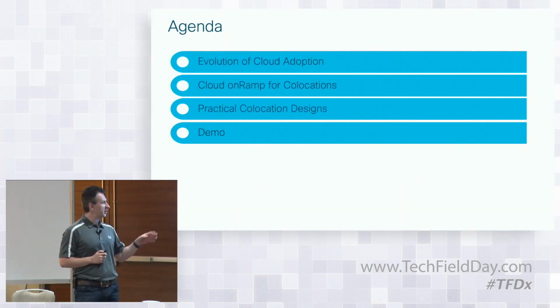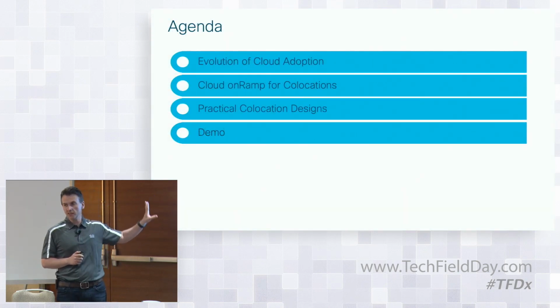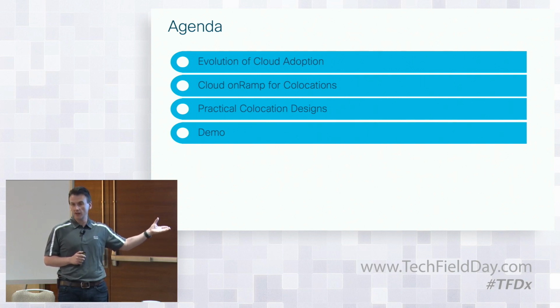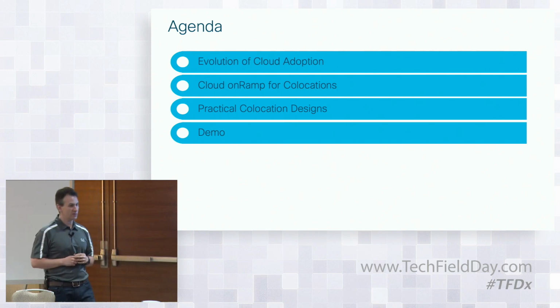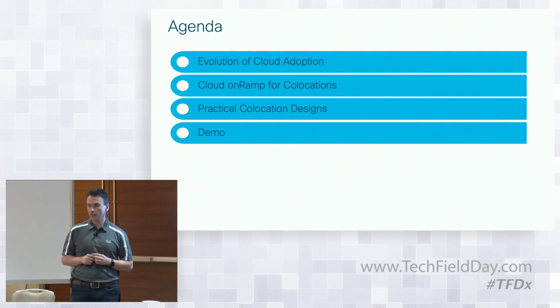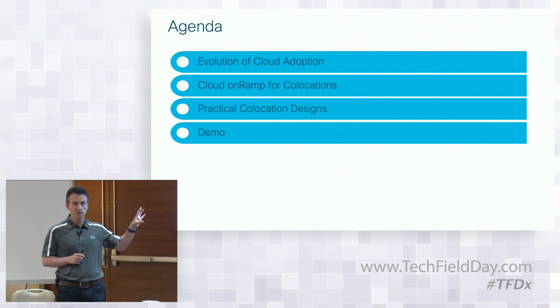Right? So we're going to talk about three things, plus a demo. I really want to show you so you can see that this is real. This is shipping. The Cloud onRamp for CoLocations is a shipping feature in the latest release of code that we have for SD-WAN. So I just want to give you a glimpse of how it looks, so I really want to make sure that we squeeze the demo in. But mainly focus on three things.